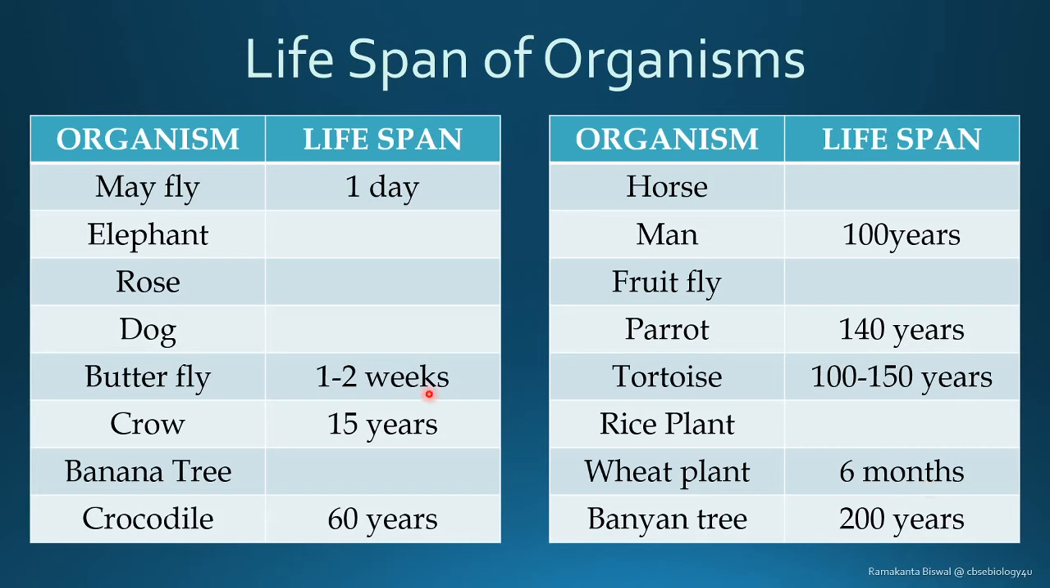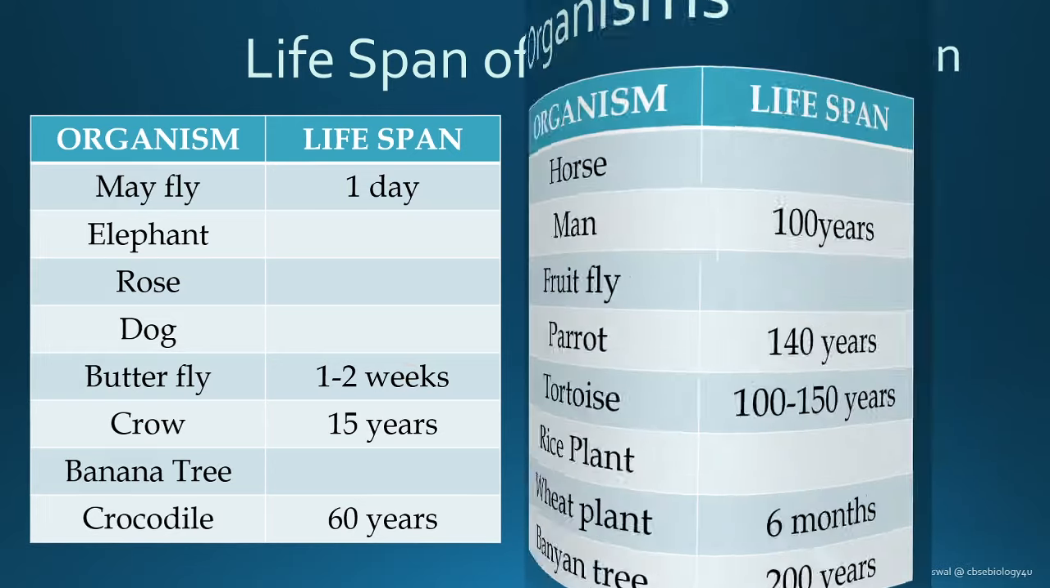Now I have left out some of these, so what I want you to do is find out the lifespan for these different organisms. But you can see here the butterfly lives for around 1 to 2 weeks, crow for 15 years, crocodile for 60 years. Similarly, man approximately 80 to 100 years. So the lifespan of the organism depends on the genetic constitution of the organism and the environment it is living in.